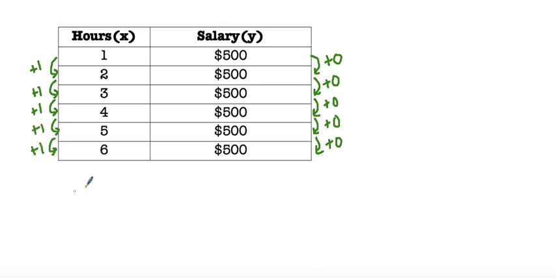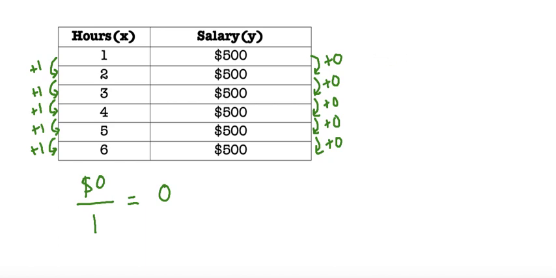Right? So our change in y is $0. There is no increase whatsoever. And our change in hours, it goes up by 1. So our change in x increases by 1. So we get 0 additional dollars per hour, and 0 divided by 1 is just 0. So in this table here, we have a slope of 0 because the y is not increasing, but the x is. So our slope is 0.